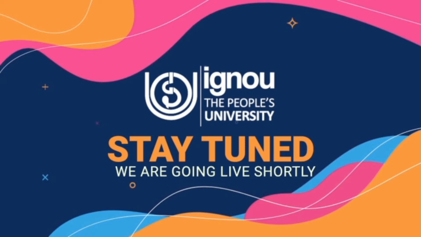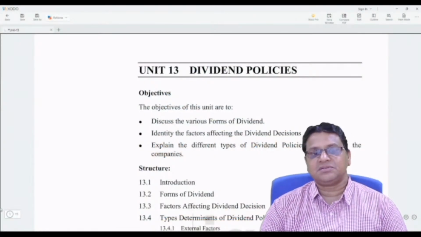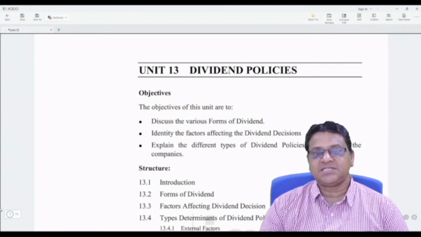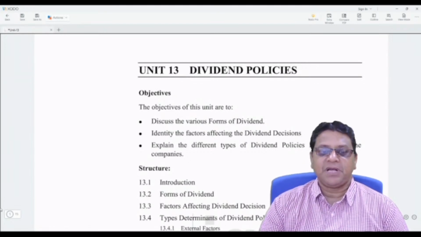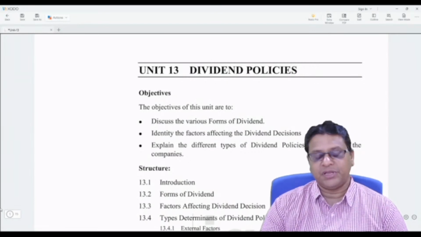Good afternoon, friends. In today's class, we will discuss Unit 13 of Financial Management, that is dividend policies. Before discussing this dividend policy, let me first tell you the objectives of our discussion today.